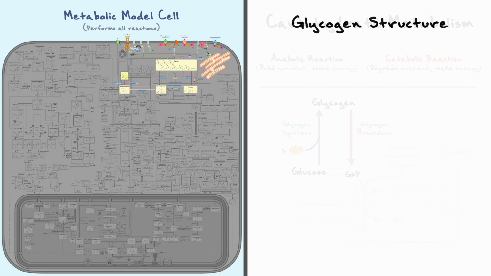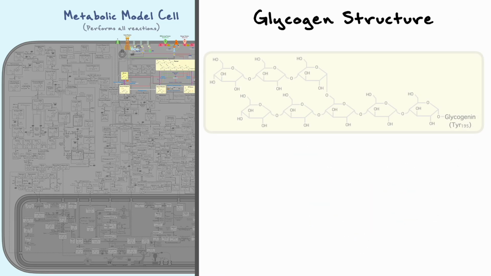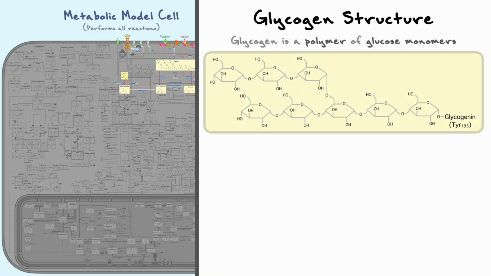Before we get to them though, let's consider what glycogen generally looks like by considering a short portion of this molecule. As you can see, glycogen is a polymer of glucose monomers, or in other words, a molecule made out of glucose units, all branched to one another.